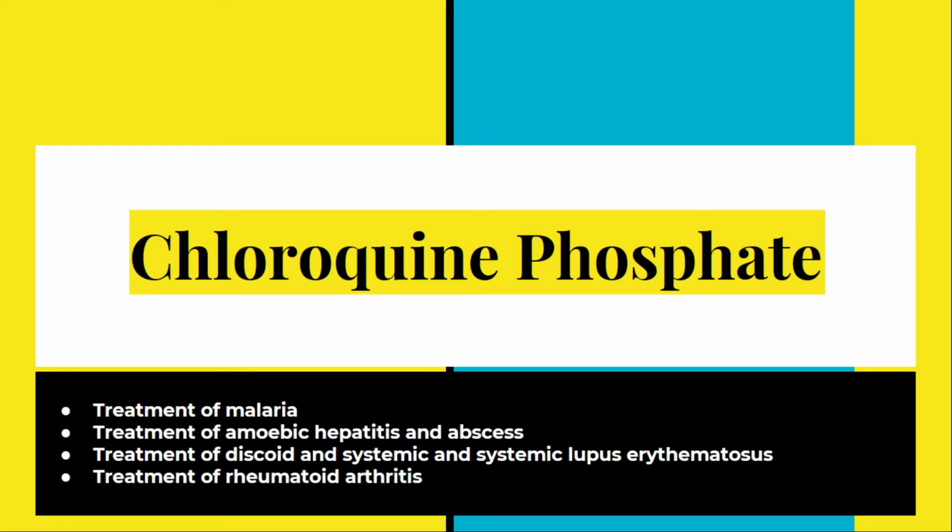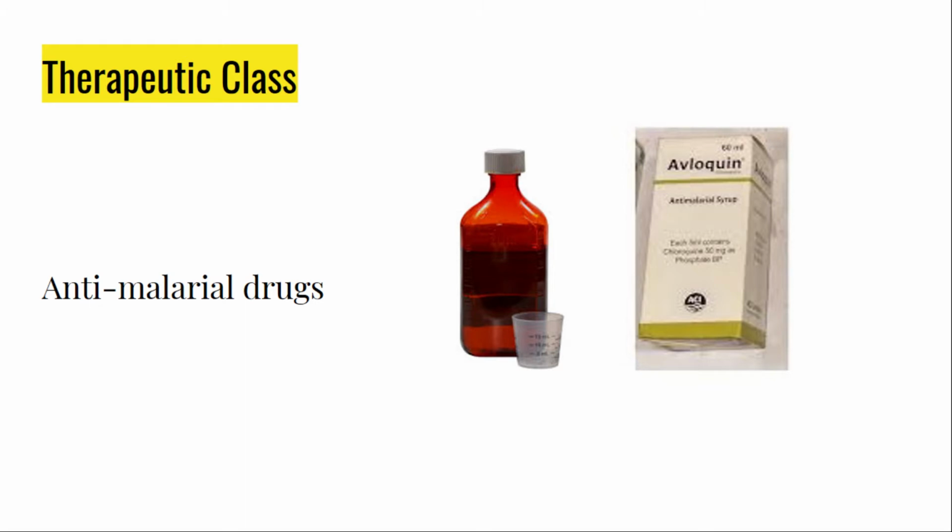Indications: Chloroquine phosphate is indicated in the following cases: treatment of malaria, prophylaxis and suppression of malaria, treatment of amoebic hepatitis and abscess, treatment of discoid and systemic lupus erythematosus, treatment of rheumatoid arthritis. Therapeutic class: anti-malarial drugs.